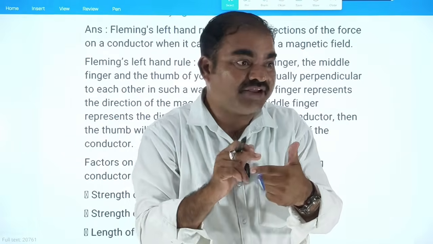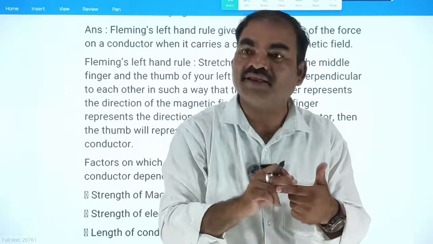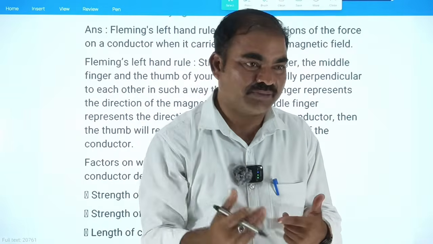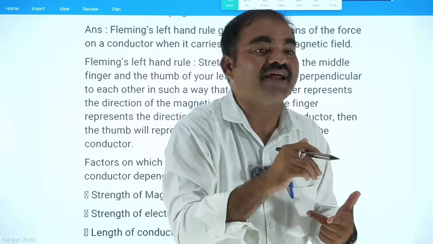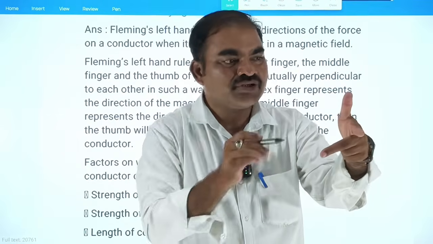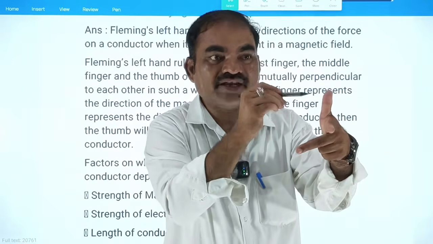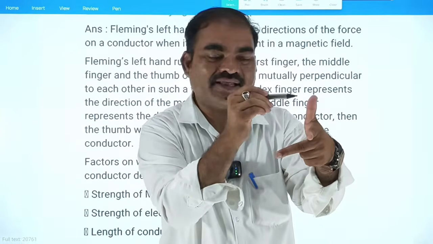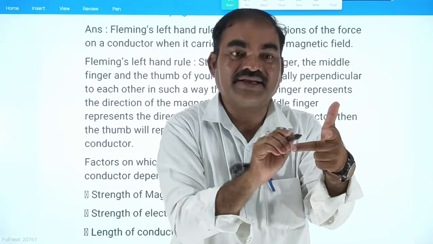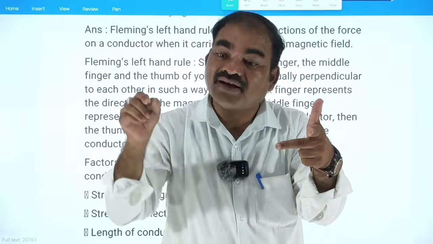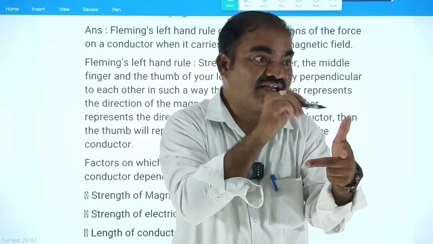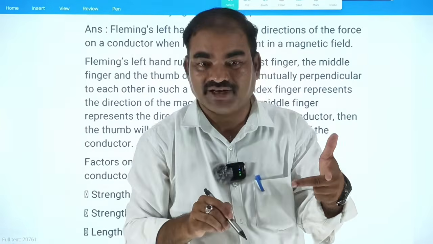By this idea only, Fleming's left hand rule, whatever rotating machines are there, for example a fan, the motor in it works on Fleming's left hand rule. How it works: you have to stretch your left hand. This is the thumb, it shows the motion or force. This is the magnetic field, the forefinger, and this center finger shows the direction of the current. When a current direction is given, rotation will be there based on that. So that is why Fleming's rule is applicable there.